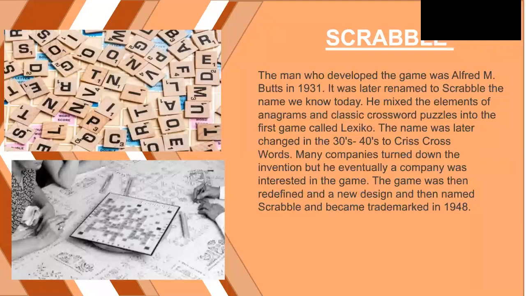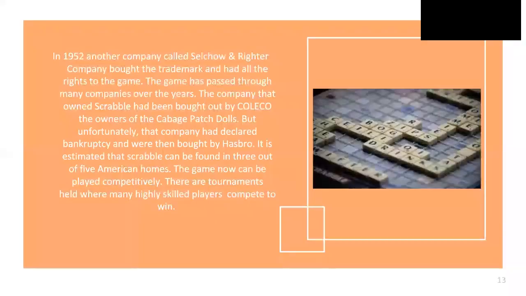Many companies turned down the invention, but he eventually found a company that was interested in producing the game. The game was then redesigned and named Scrabble, and became trademarked in 1948. In 1952, another company called Selchow and Righter bought the trademark and had all the rights to the game. The game has passed through many companies over the years.